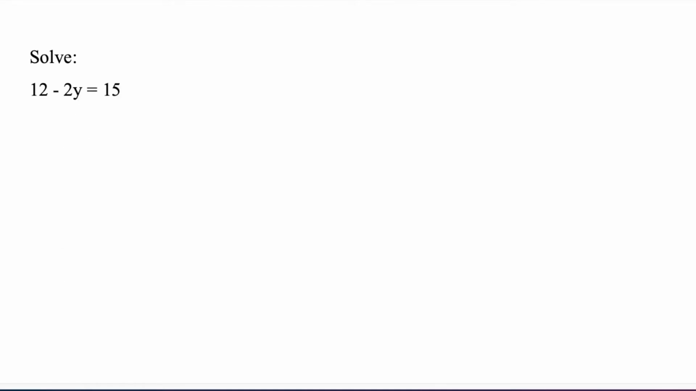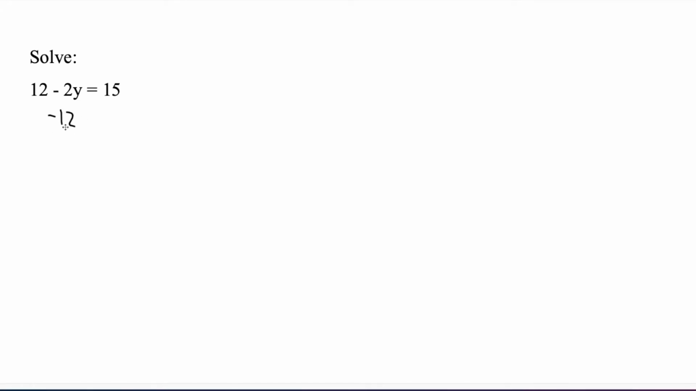Next question. This is something similar. At the moment we have a number and a pronumeral on the left hand side, and a number on the right hand side. So we want to make it simpler. What we can do is take away 12 from both sides, so that we're only left with a variable on the left hand side and a number on the right hand side. So I'm just going to do it.